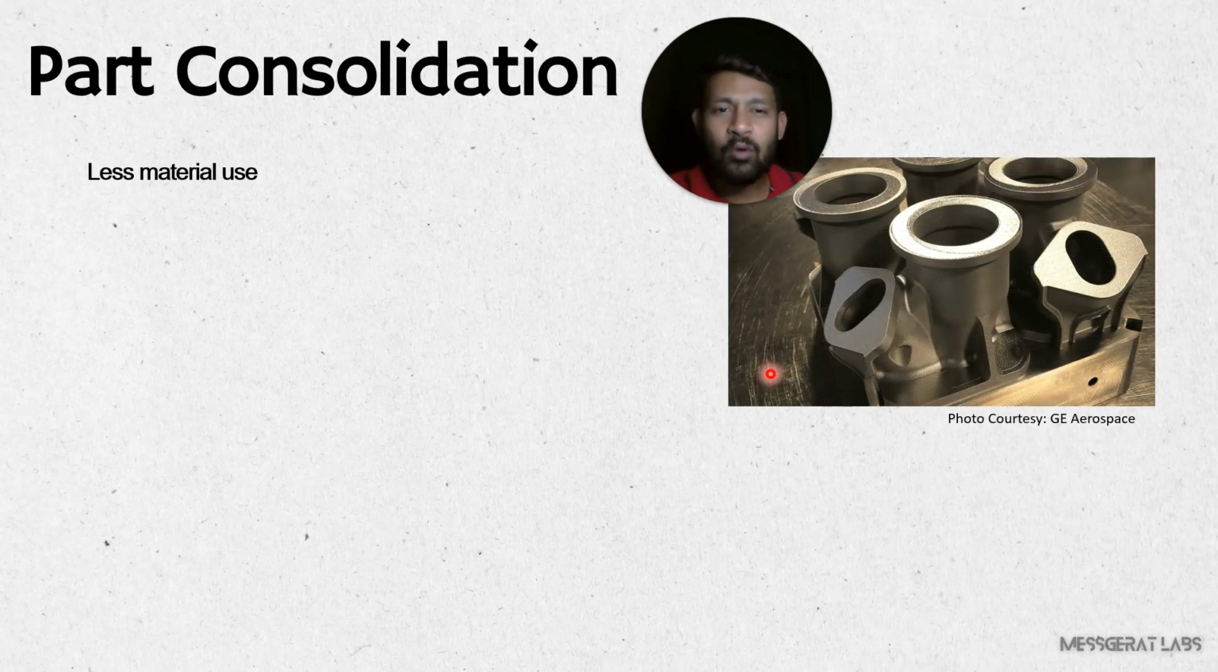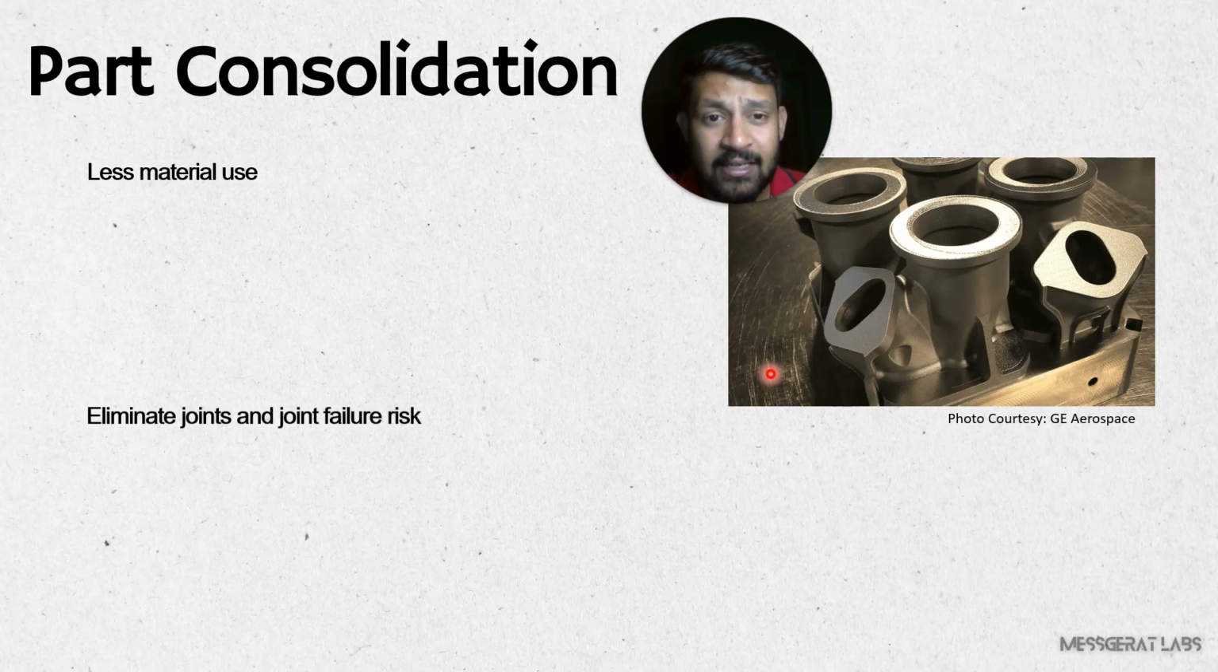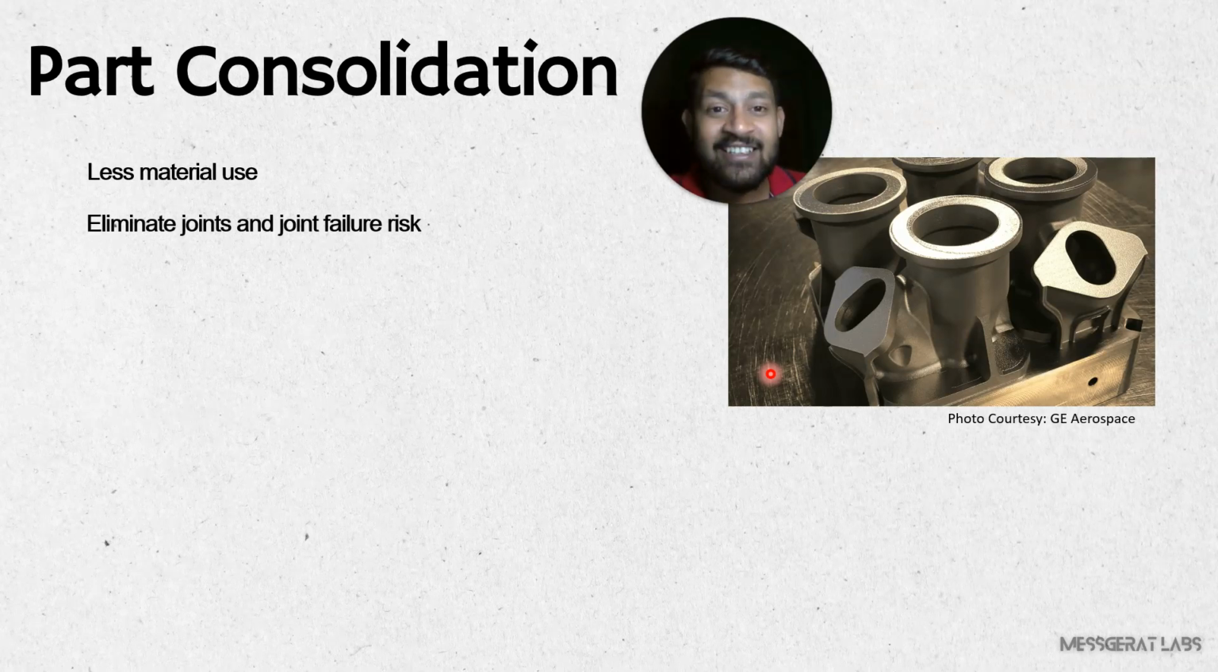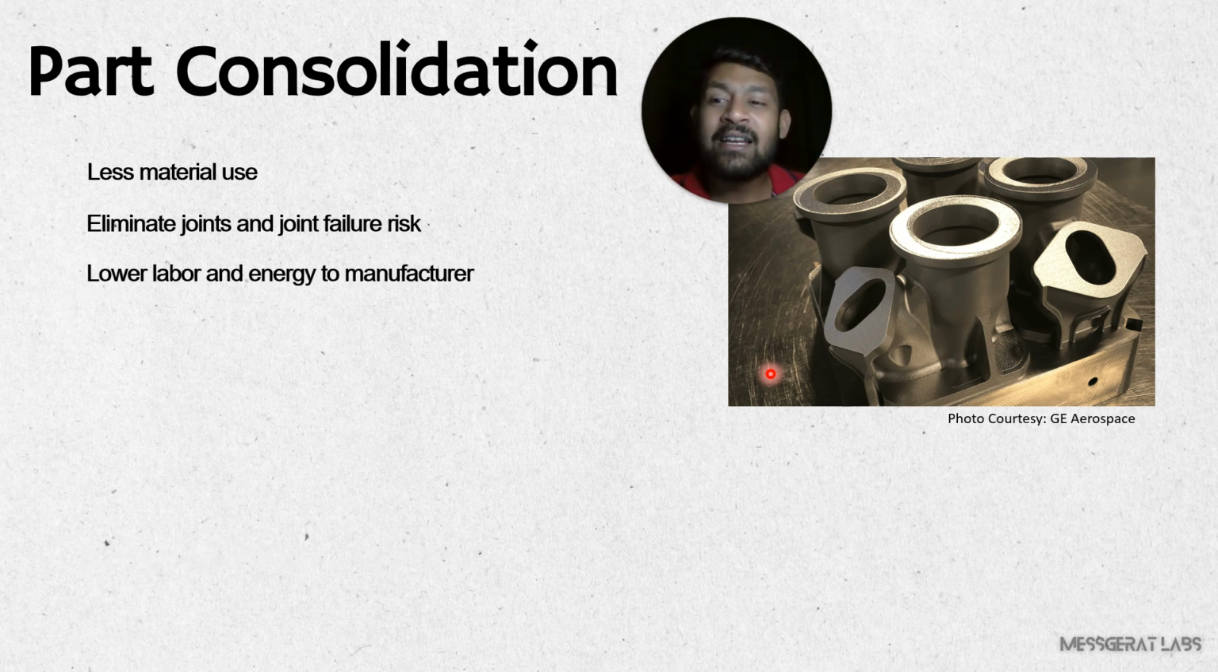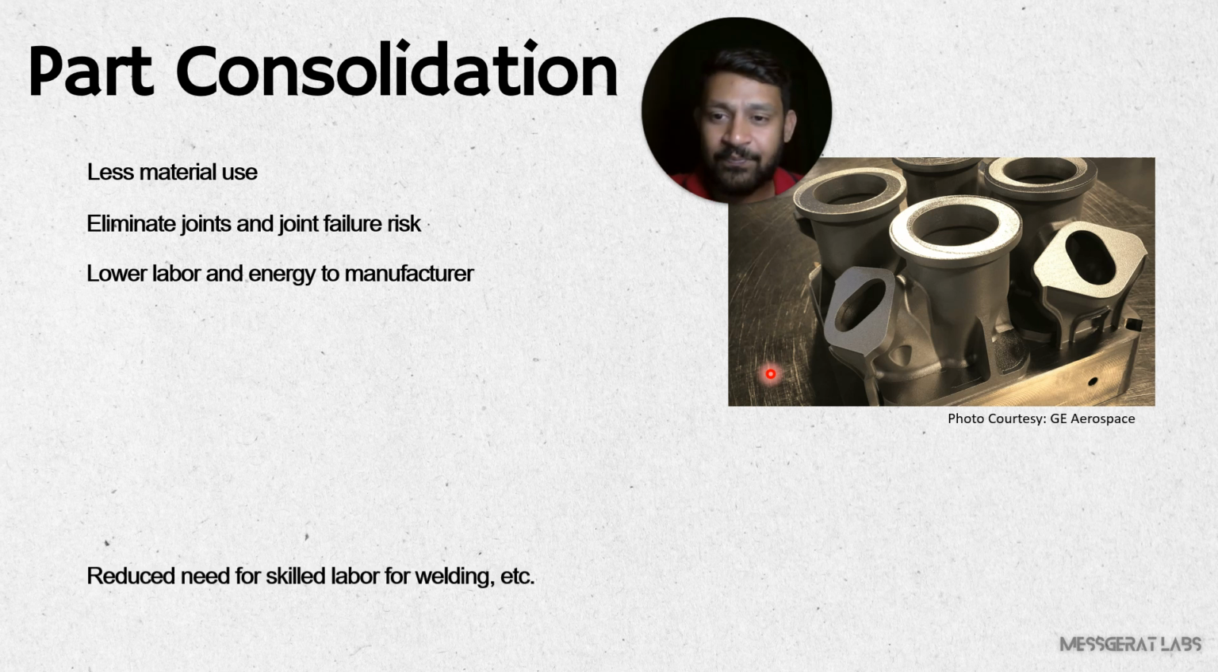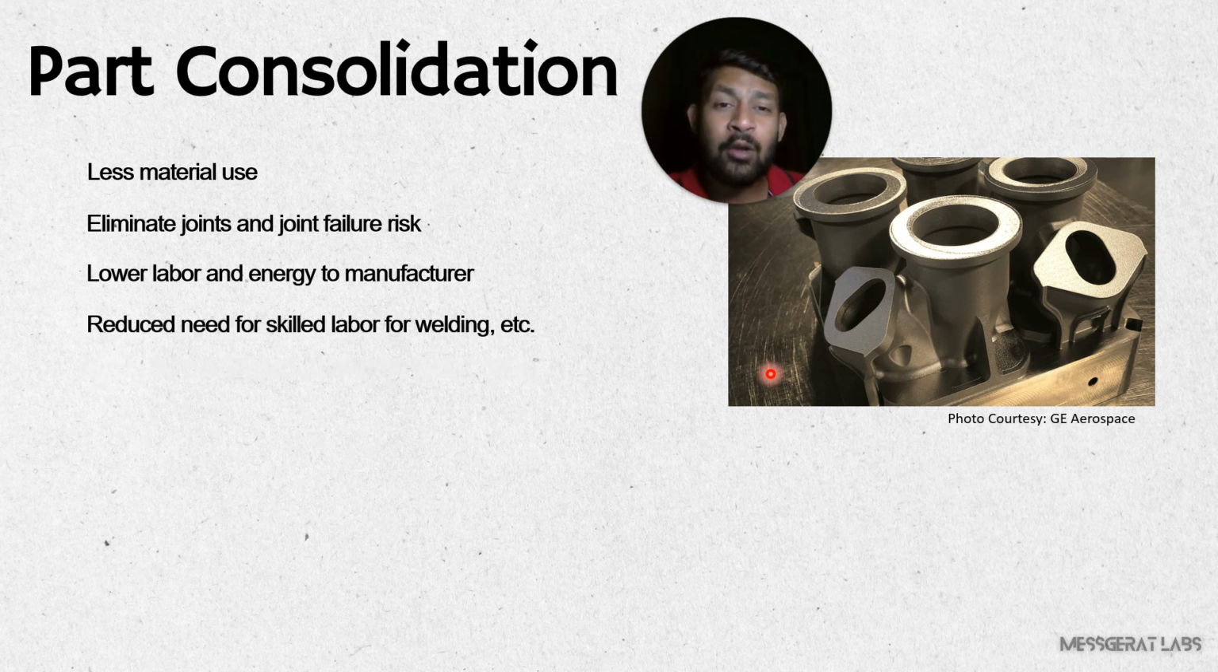Now let's try to summarize whatever we have understood related to part consolidation in this module. Definitely, if we go for part consolidation, we end up using less material. We eliminate all the joints, and thus the failure risk associated with all these joints is also gone. You are eliminating assembly processes, which helps you achieve low labor cost, low labor consumption and low energy consumption. Also, your requirement of skilled labor, such as welding or other techniques, is completely eliminated.